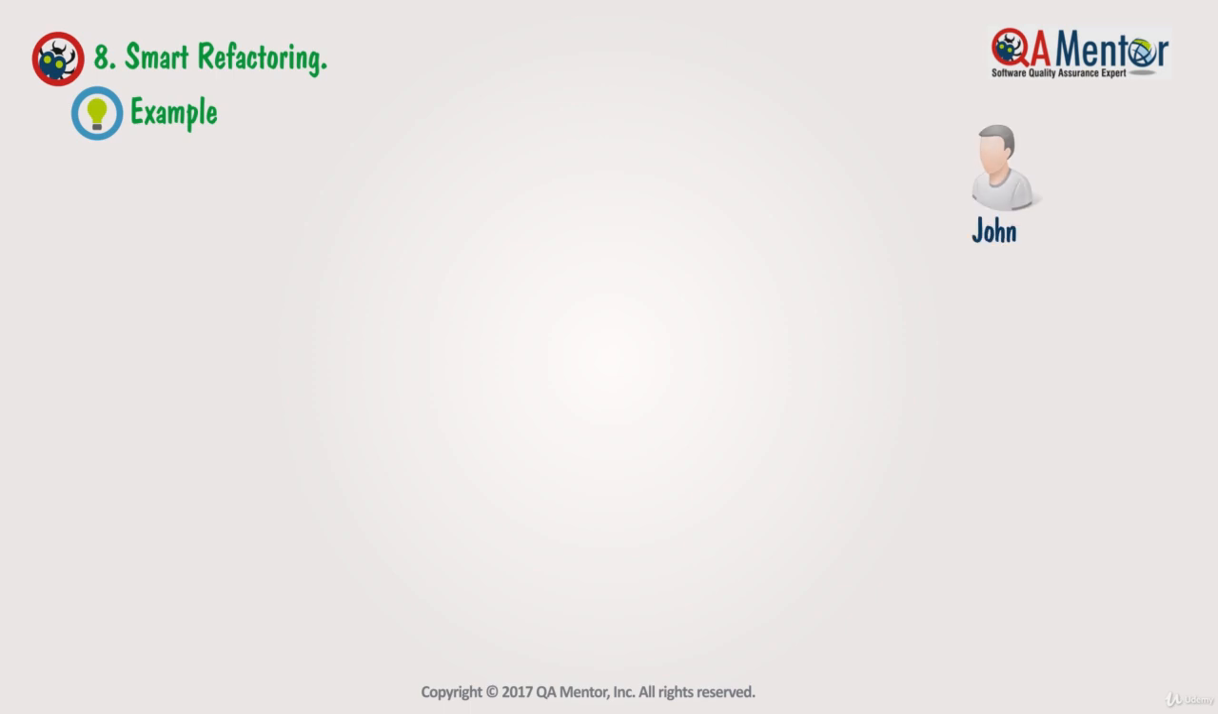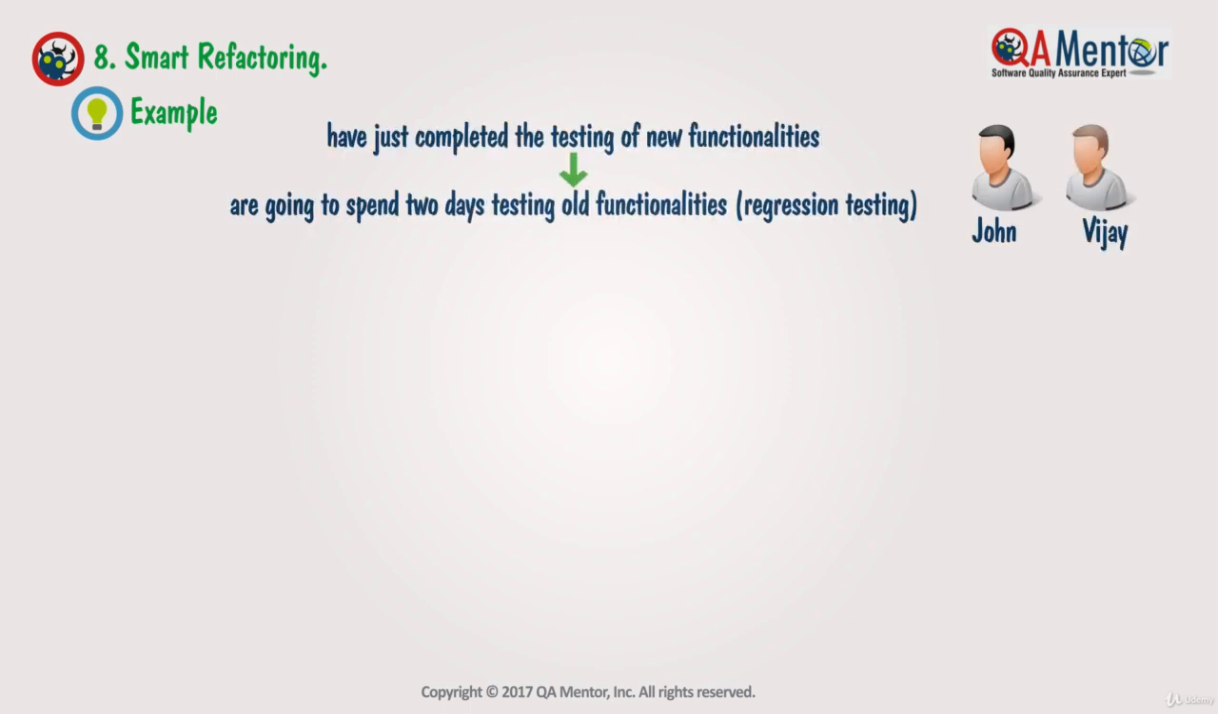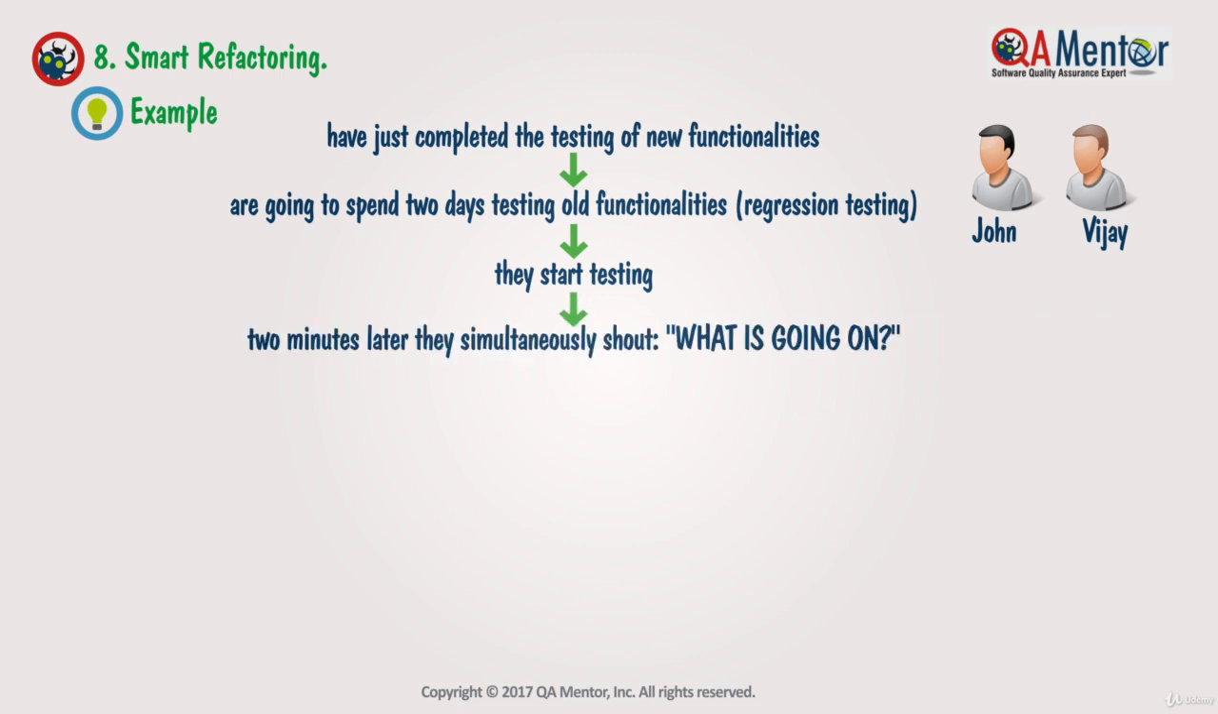Example. John and VJ have just completed the testing of new functionalities and are going to spend 2 days testing old functionalities. As you remember, this kind of testing is called regression testing. They've executed test cases for regression testing many times for previous releases and usually discover very few bugs. They start testing and 2 minutes later they simultaneously shout, "What is going on?"